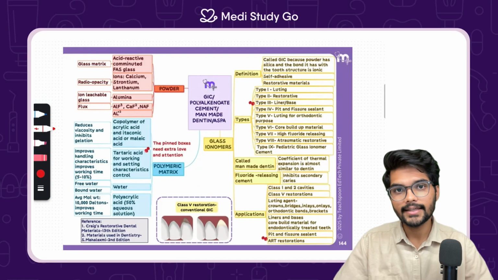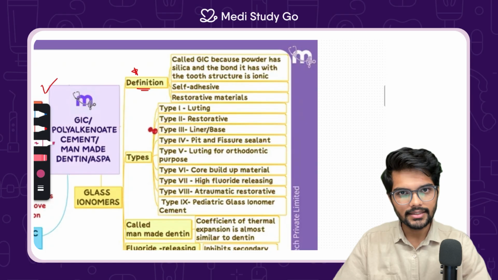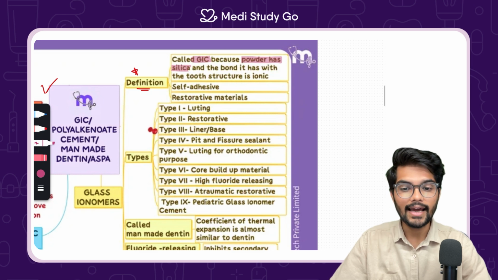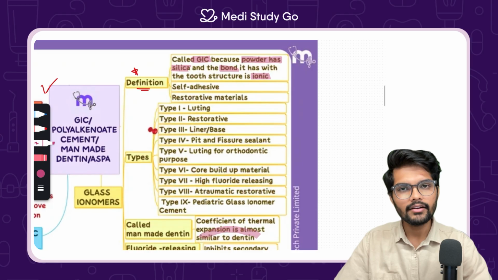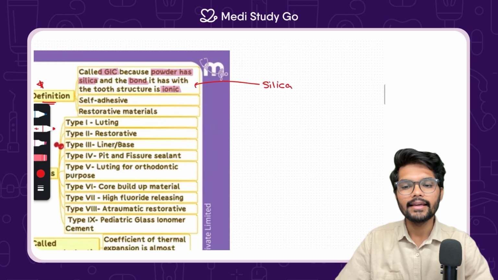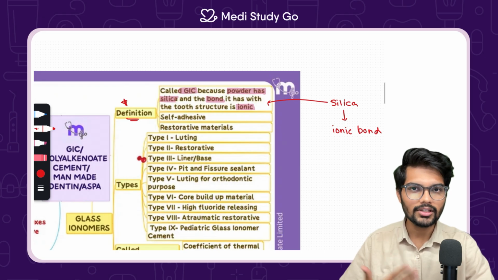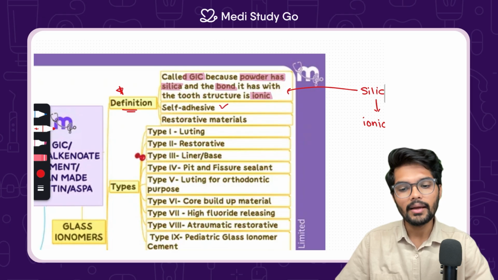So let us start with the definition of the Glass Ionomer Cement, and it is basically called GIC because the powder of GIC has silica and the bond it has with the tooth structure is ionic in nature. So silica, which is basically glass, is why it's called glass, and the ionomer is because it forms ionic bonds. It is a self-adhesive restorative material.